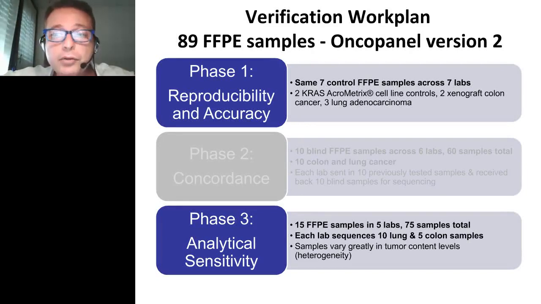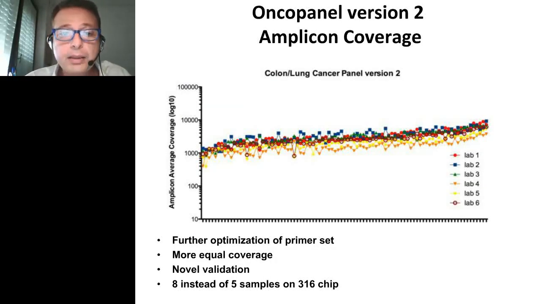However, I can tell you that due to the capacity of the chip, most likely you can pool 10 and maybe up to 12 samples in the same chip. And this is again the validation that we did. This is phase 1. 7 different formalin-fixed paraffin-embedded tissues were assessed in 7 different labs, and all the expected variants were confirmed. And this is phase 3. Again, the 5 labs reanalyzed the 15 difficult samples, and all the expected variants were identified in this phase.